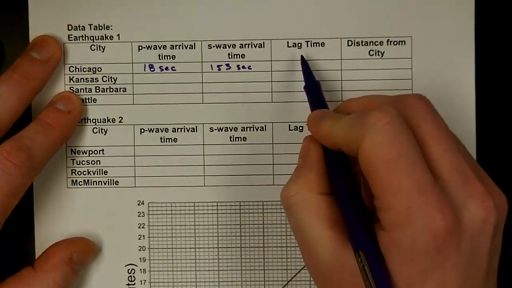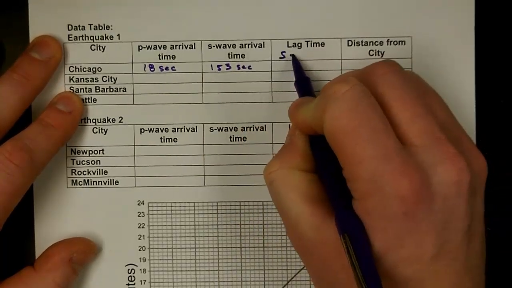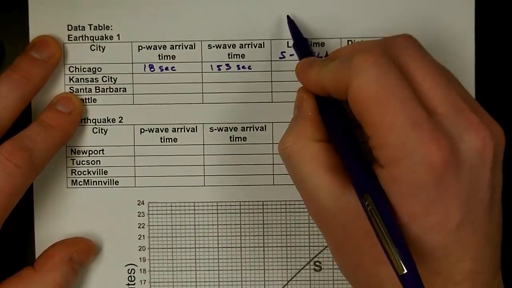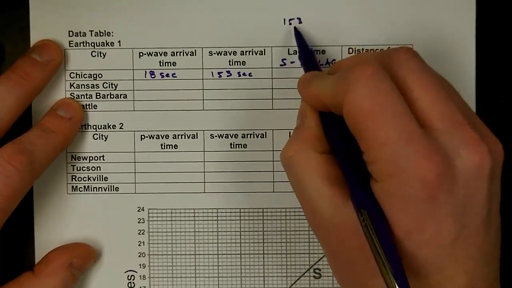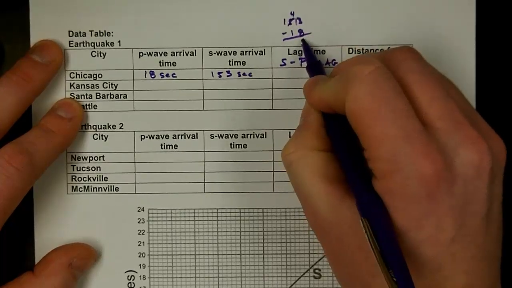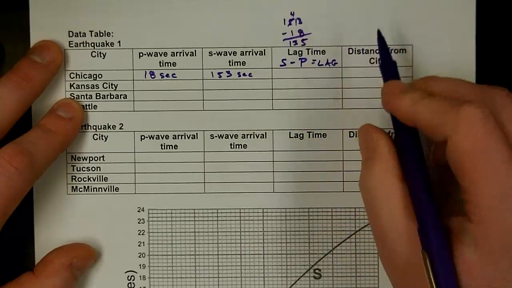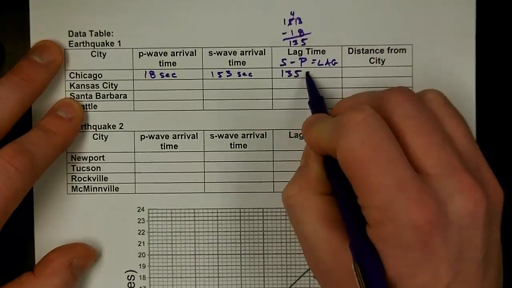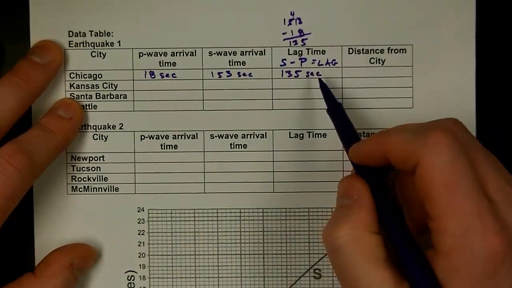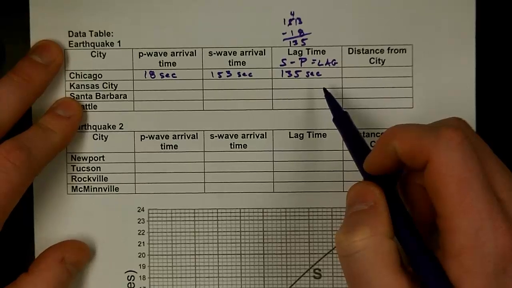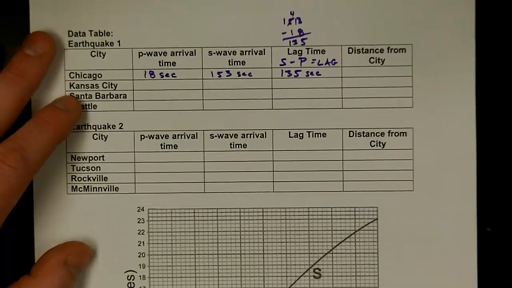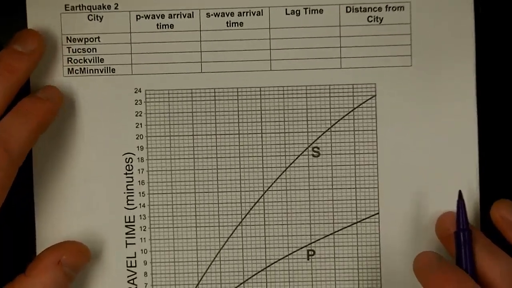Then I can find out the lag time based on that. Remember, the lag time is simply the S wave minus the P wave equals lag. For us this is going to be 153 minus 18. If I do my quick math, this should give me 135 seconds. That's my lag time. Remember, the greater the lag time, the farther away from the epicenter you are. From this I can figure out my distance to the city. So I have 135 seconds, and I'm going to go down to my graph right here.